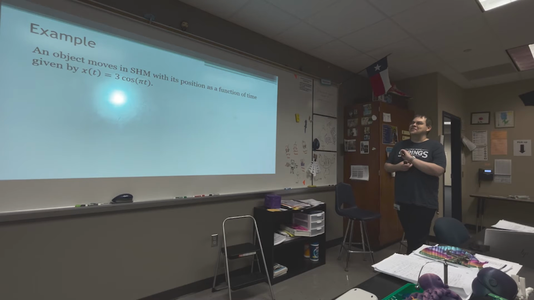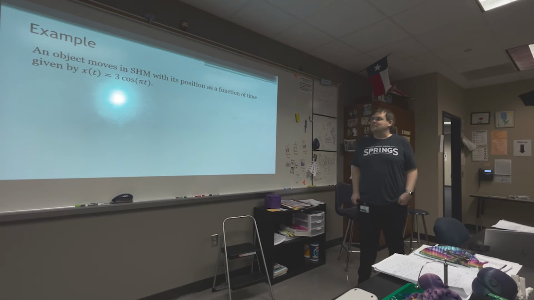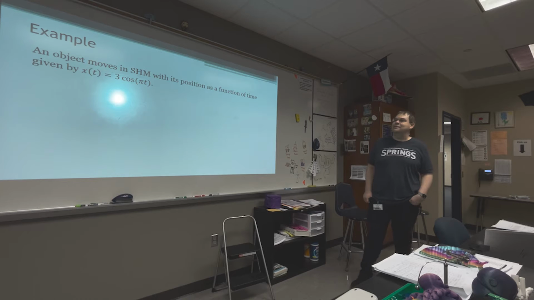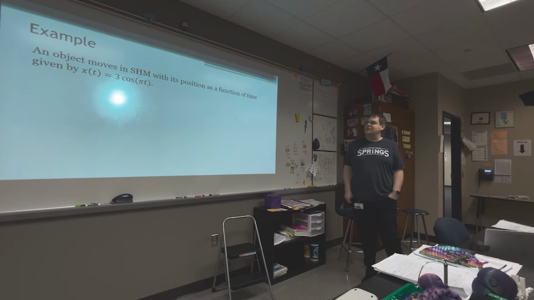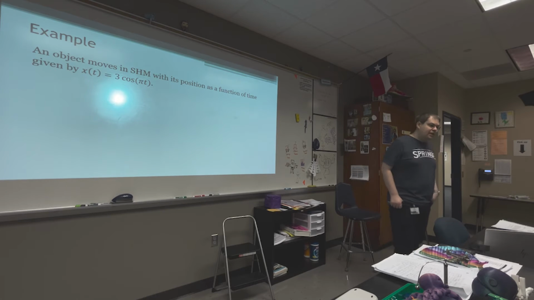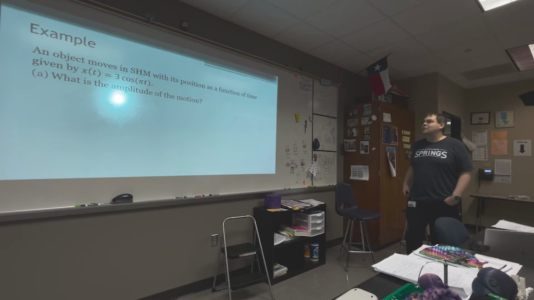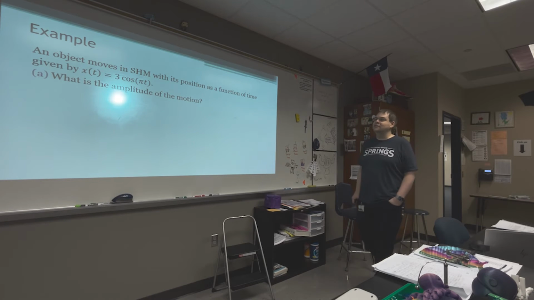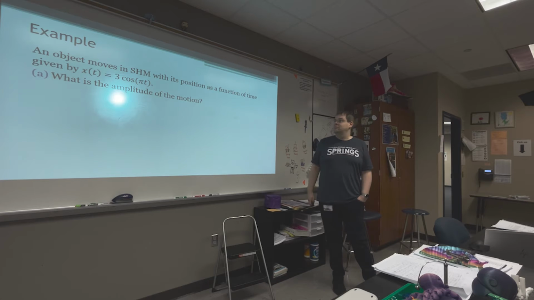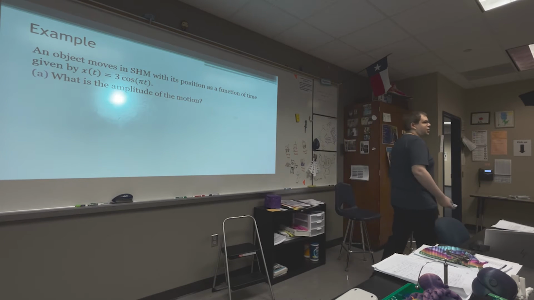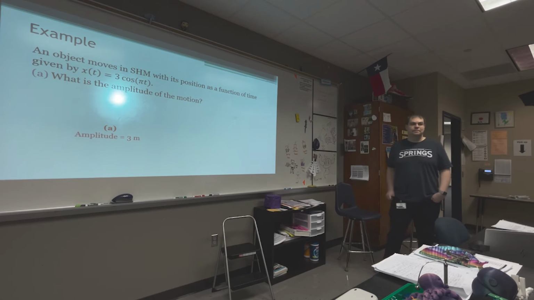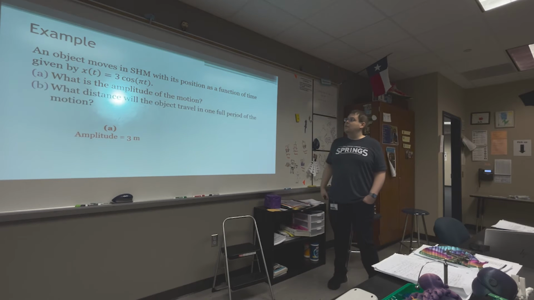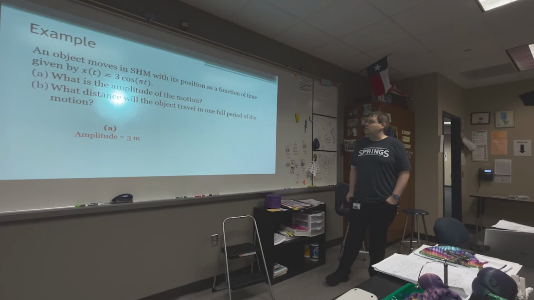Okay, so here's an example. We have an object that moves in simple harmonic motion with its position as a function of time. So the position function is 3 times cosine pi times time. So the first part, what is the amplitude of the motion? 3. So whatever's in front of the cosine, that is your amplitude. Just easy enough. Amplitude is 3. Next. What distance will the object travel in one full period of the motion?